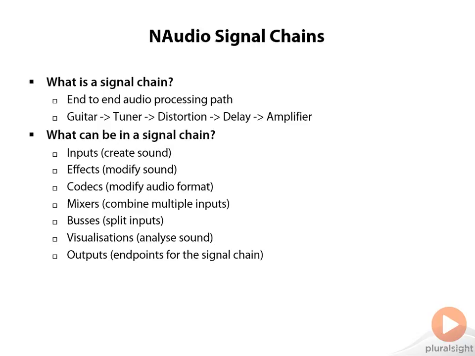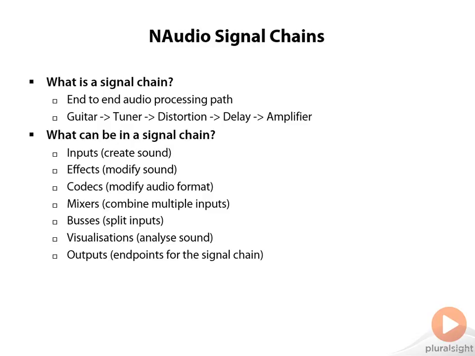Or codecs. These don't modify the sound, but they do modify the audio format, the way the audio is stored. Often in a signal chain, the job of the codec initially is to get the audio into PCM format, and then maybe at the end of the signal chain you use the codec again to get it into a compressed format. There are mixers, which allow us to combine together multiple inputs, and buses that allow us to send the same audio over different paths.